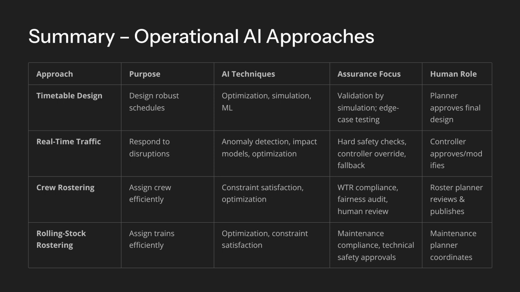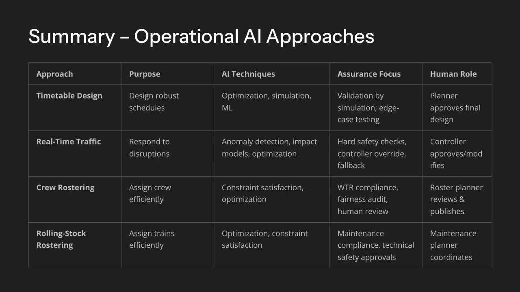Real-time traffic management is the opposite end of the spectrum. This is online, live, in the moment. Seconds to minutes. The stakes are immediate passenger experience, network performance, and in some scenarios, safety. The assurance approach reflects that urgency. Hard safety constraints that cannot be violated under any circumstances, controller override that is always possible, always accessible, and a fallback capability that allows operations to continue if the AI drops out. The controller is the final decision maker, the AI is advisory. That distinction is non-negotiable.